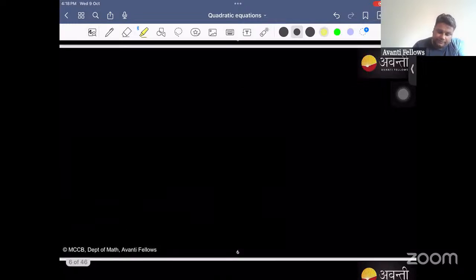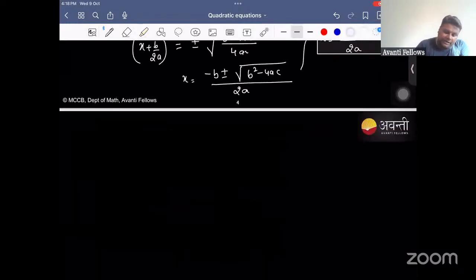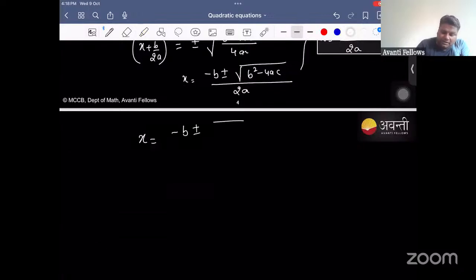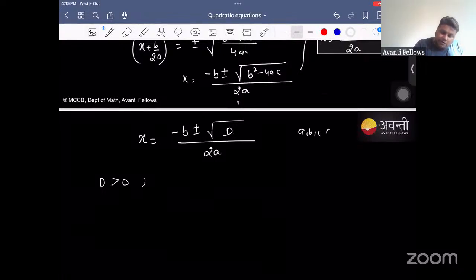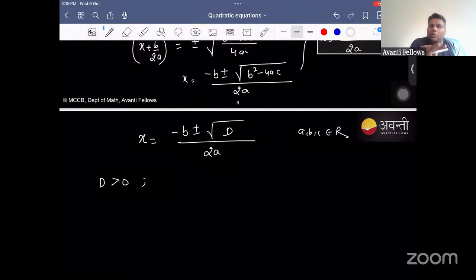Now see here. What are the roots that you figured out? Roots are minus b plus minus under root d upon 2a. Tell me one thing. If this d goes positive, I am assuming that a, b, c belong to real numbers. Now, if d is more than 0, you are going to get two distinct real roots.